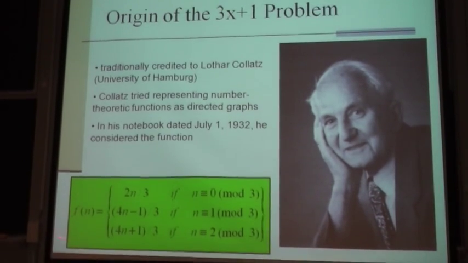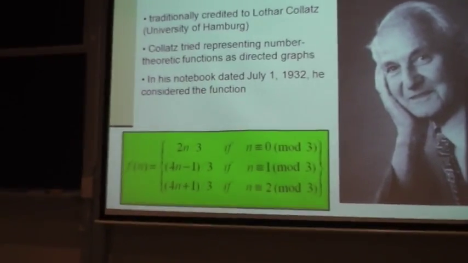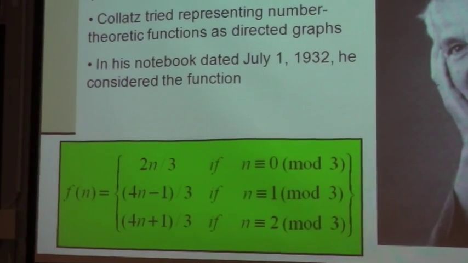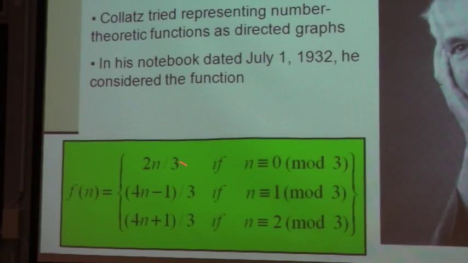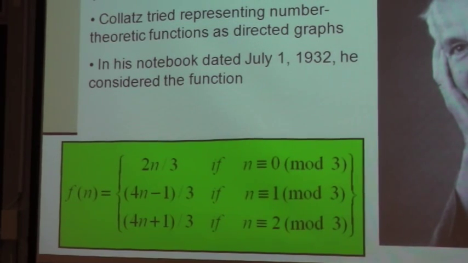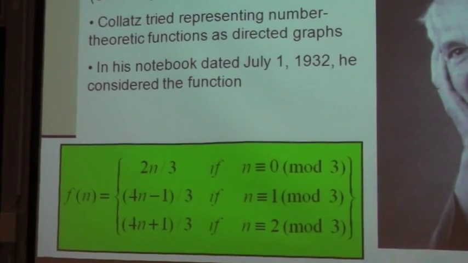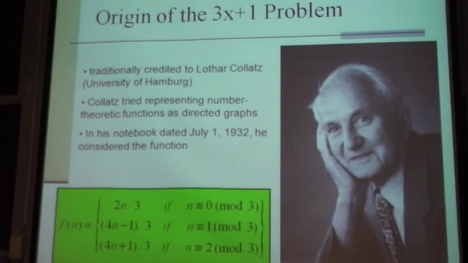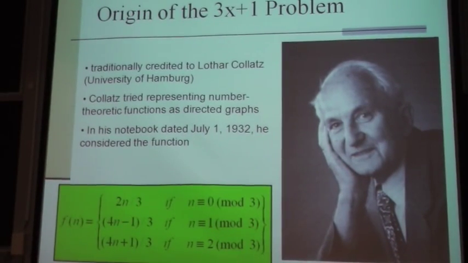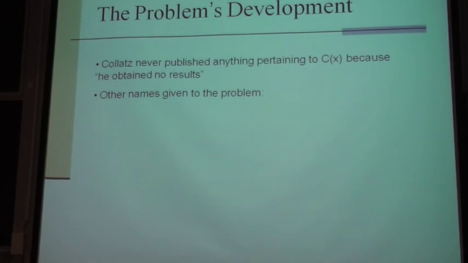He looked at this particular function, which is similar in spirit to our T function, a little more complicated, and each of these expressions, depending on which modulo class you're in, works out to be an integer. And he saw that this seemed to be complicated, so he asked, what is the simplest problem I can build that still captures the complex dynamics he's seeing here? And that's when he got to this so-called 3x+1 function. Collatz never published anything on it because, as he said, he obtained no results. And I would say, join the club. There are lots of people who have worked on this and have gotten no results.